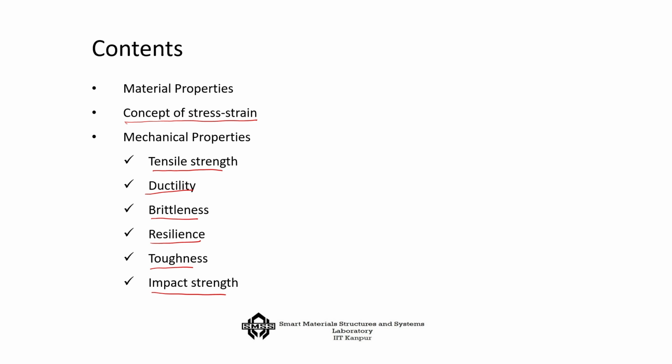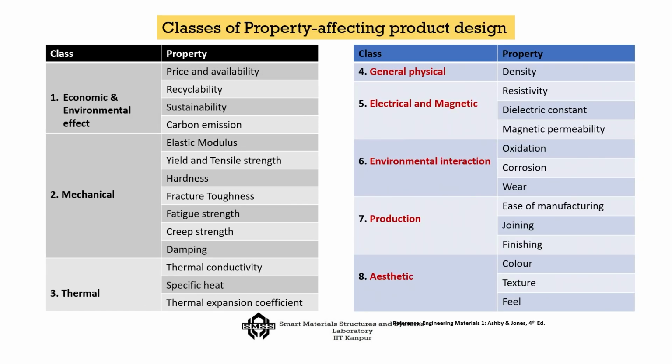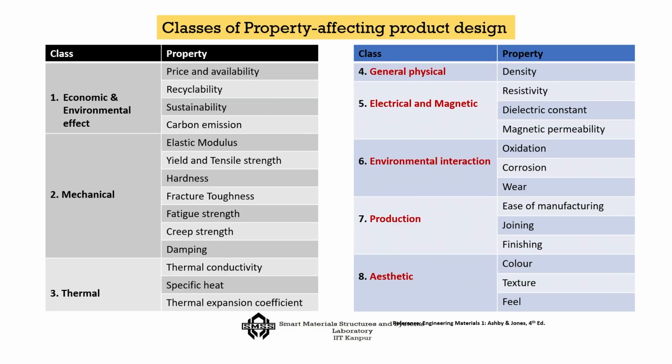Now, if we look at the classes of property affecting the product design, just a bird's eye view, let us say we take ourselves out suddenly and try to see what are the things that are coming up. Then of course, we can break it into broadly 8 domains. The first domain that will come up is the economic and environmental effect. That is very, very important.